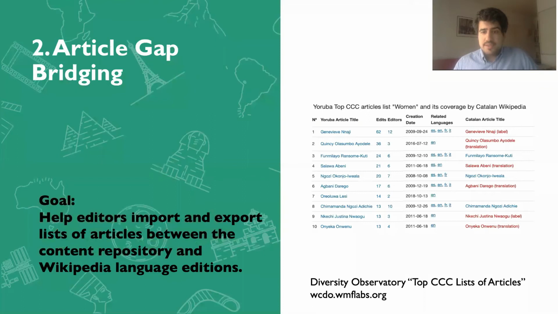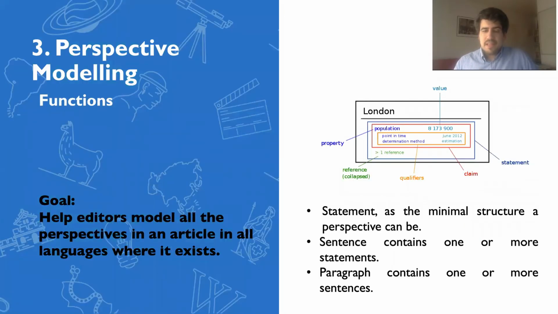And number 2 is article gap bridging. So once we have the selections of articles, we can bridge the gaps by helping editors import and export lists of articles between the content repository and the language edition. Something similar has already been proposed by some projects which show relevant articles from a source language and the gaps in a target language. Number 3 is perspective modeling.